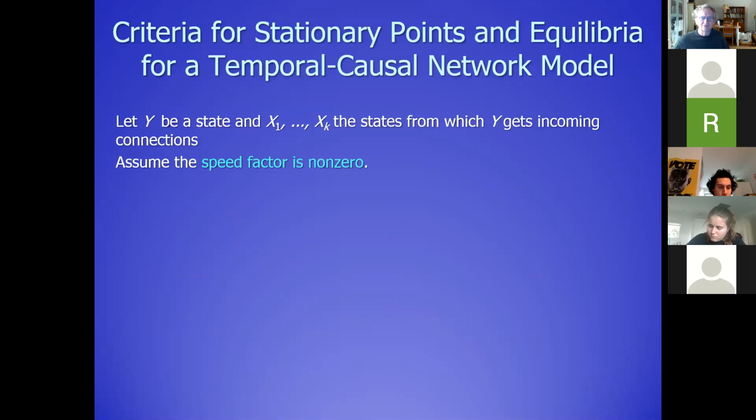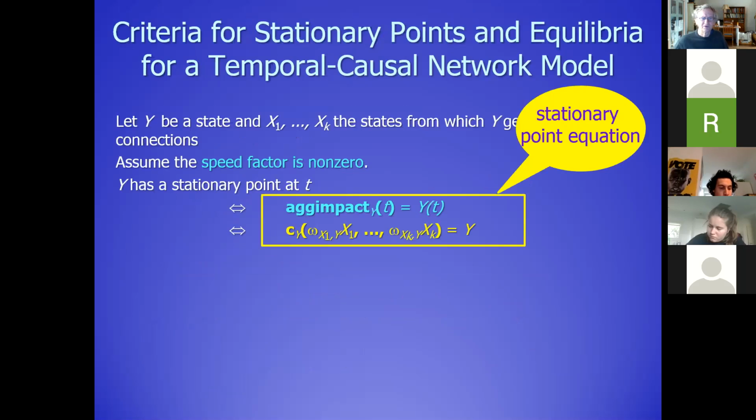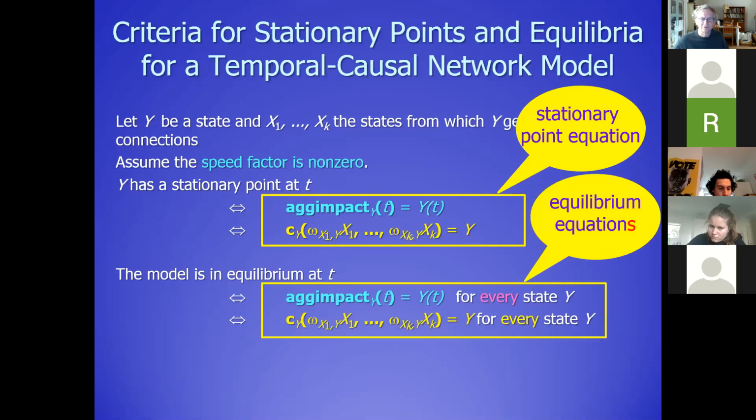So let's see this. If we exclude the speed factor being 0, that we assume it's non-zero, then it's just this equation that you can consider, and that's the stationary point equation. And if for all states of the network, all y, this holds, then we call it an equilibrium. So then it holds for every state. And then you call these equations equilibrium equations. So that's our starting point for analysis, these equilibrium equations. And we can do many things with them.